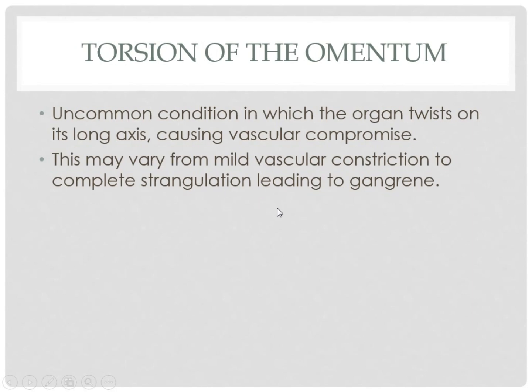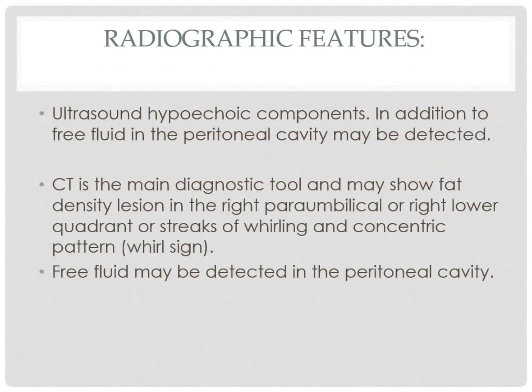Torsion of the omentum, it's uncommon also, very rare. It occurs when the organ twists around its long axis, causing vascular compression. This may vary from mild vascular constriction to complete strangulation leading to gangrene. Radiological features, ultrasound: hypoechoic components, in addition to free fluid in the peritoneal cavity may be detected. CT is the main diagnostic tool and may show a fat density lesion in the right paraumbilical or right lower quadrant, or streaks of whirling sign.